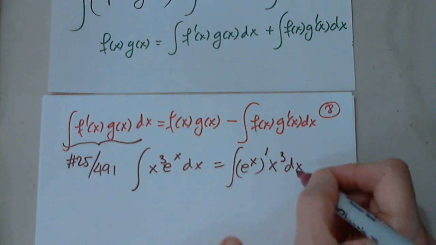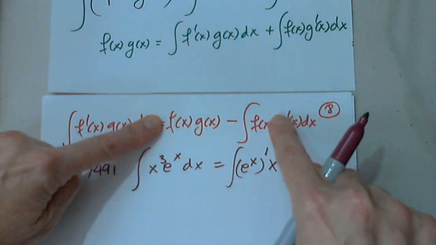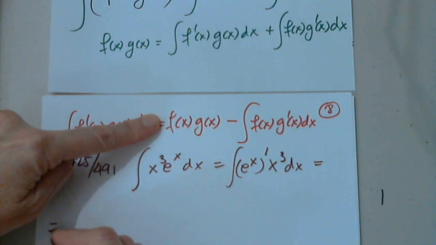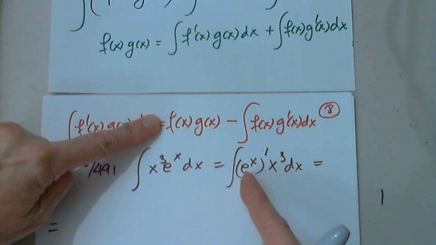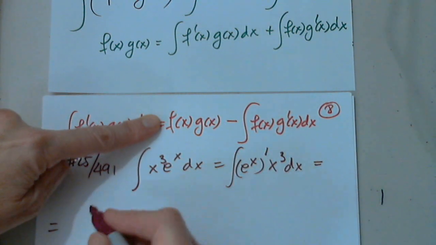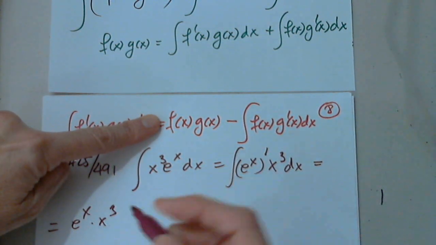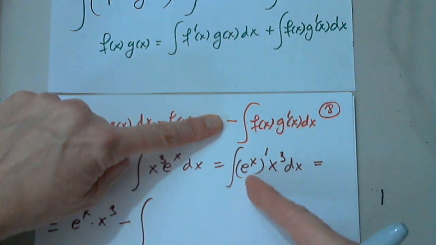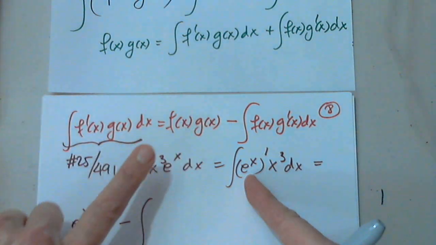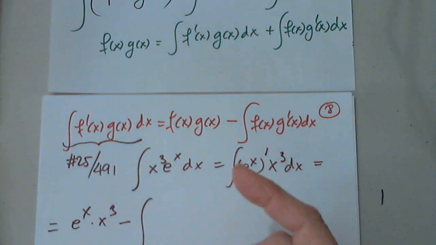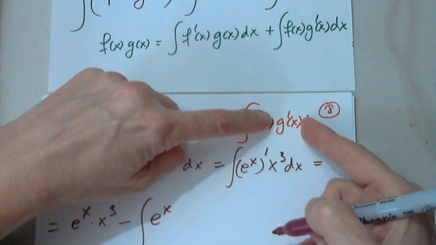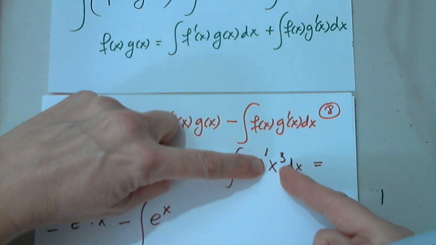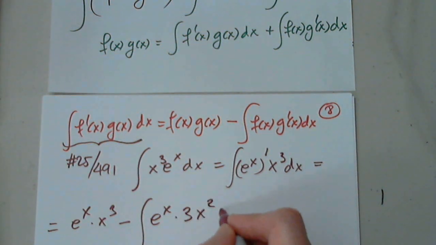So knowing this, now I can apply the formula. So let's apply the formula. f times g, f, not f prime, f times g. Okay, e to the x times x to the third. Then minus the integral. Now I copy f, which is e to the x. But I have to differentiate g. Fine. Times 3x squared dx.